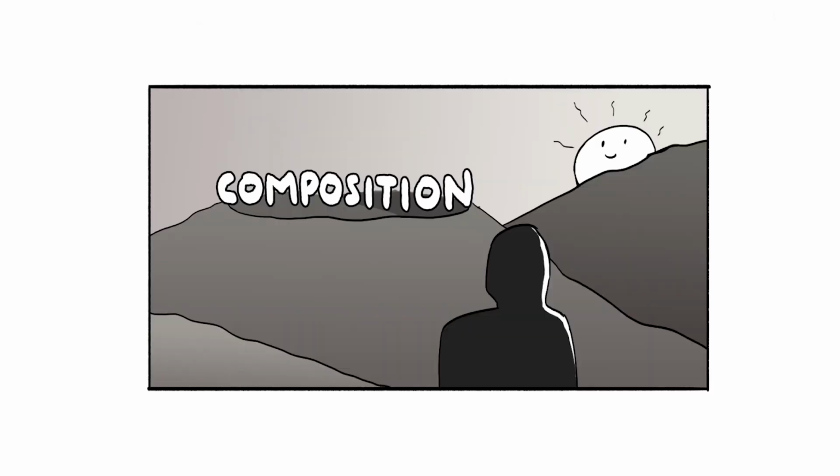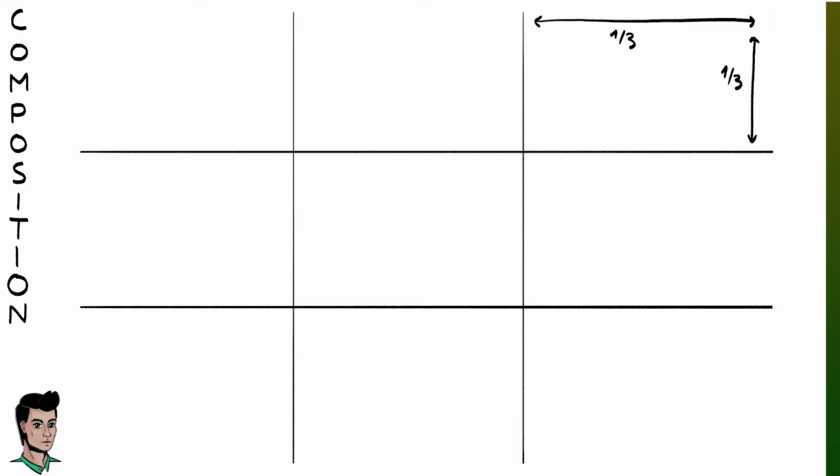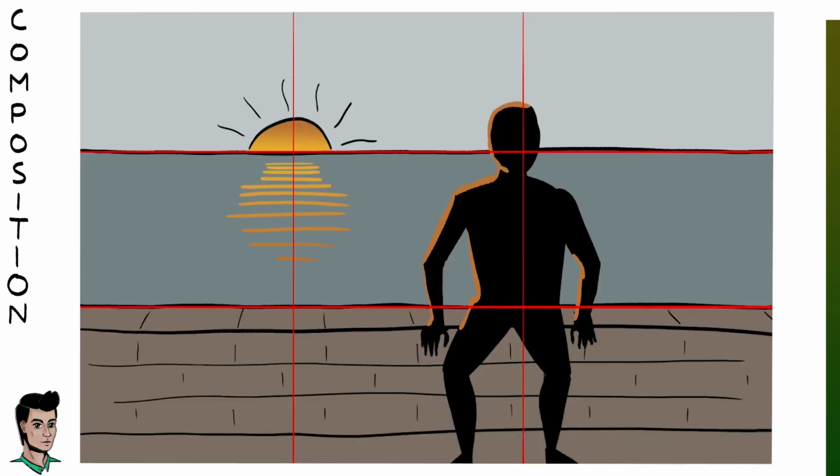Composition is how you set a scene using all the previous elements and make the viewer look at where you want them to look. A good rule to start with is the rule of thirds. Pictures look better when the focus is not straight ahead but at a third.